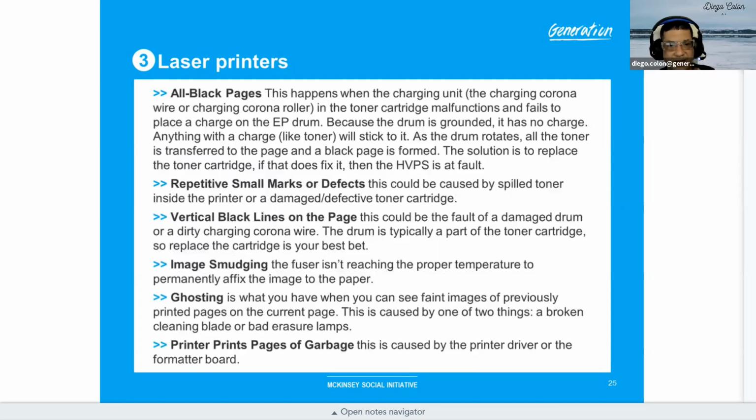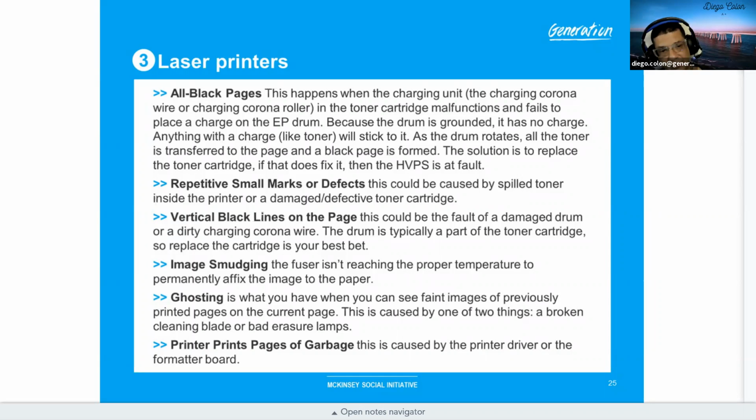All black pages. This happens when the actual charging unit, in other words, the corona wire or the charging corona roller in the toner cartridge, malfunctions and fails. Obviously, because the drum is grounded, it has no charge, and anything that the toner tries to do, it doesn't stick to anything because it has no charge. It's at zero. As the drum rotates, the black page is formed because there's no variance anywhere inside this drum. It's all one uniform charge, which is nothing.